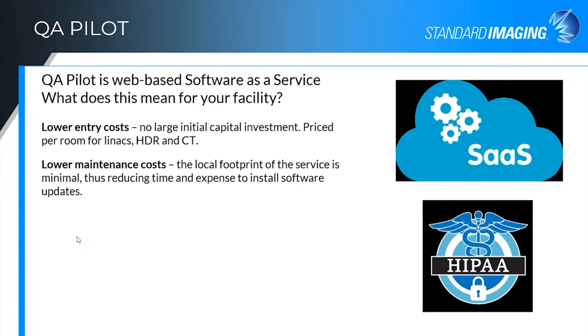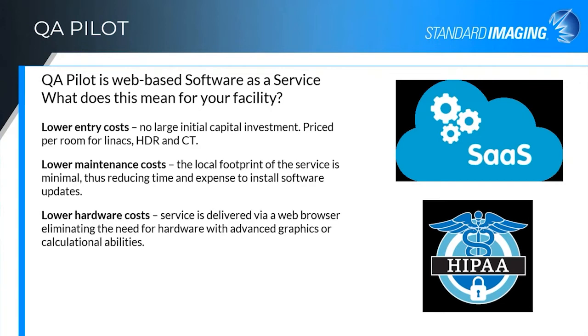You have lower maintenance costs, so that fee that you pay annually stays the same as long as you haven't really changed your product or your number of rooms, let's say. So your maintenance costs are definitely much lower. You have lower hardware costs. You don't have to invest in fancy computers with fancy graphics or calculation abilities. Some of those can get very expensive. And of course, we scale to your growth.